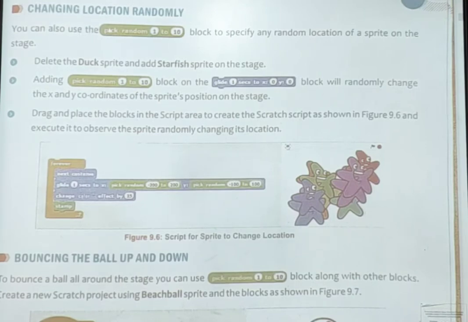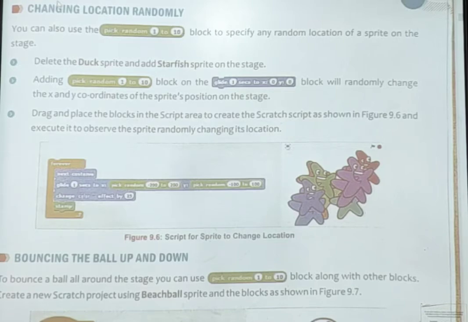This is also one of the important topics, and it is very interesting to learn. How we are going to do here is changing location randomly. These stars will be inserted. These stars will change their location by themselves randomly, and they will change the color also. How can we do this?